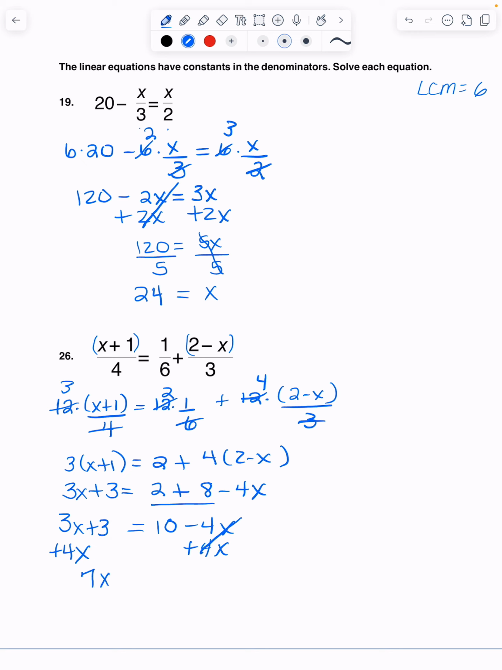So 7x plus 3 equals 10. Remember, you have to take care of what's dangling off of there. If you're adding or subtracting something, that has to be taken care of first. So I'm going to subtract 3. So 7x equals 7. Divide both sides by 7. And we get an answer of x equals 1.